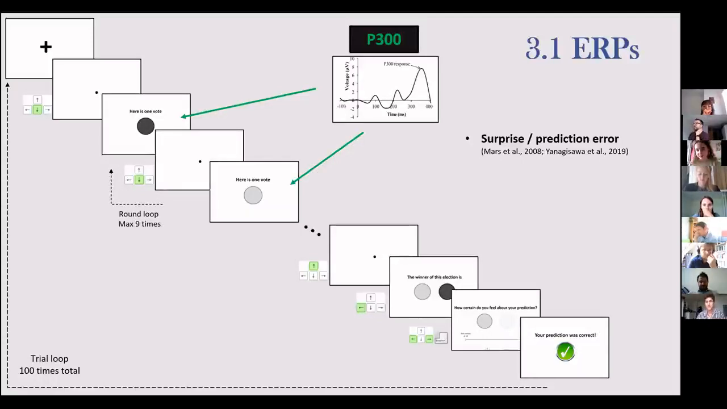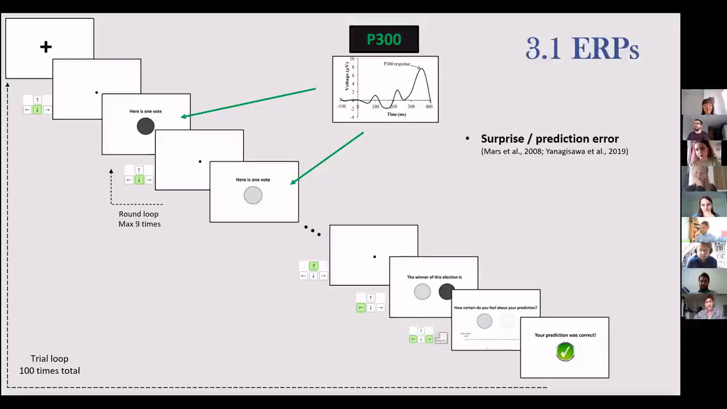And the P300 is set to represent surprise and/or prediction errors. So we think that this will be a good estimate, first of all, to see how engaged the participants were during the task. And also if they, for example, show surprise about a certain bead color early on in the trial, that might give us an indication of how soon they came to an internal conclusion already.